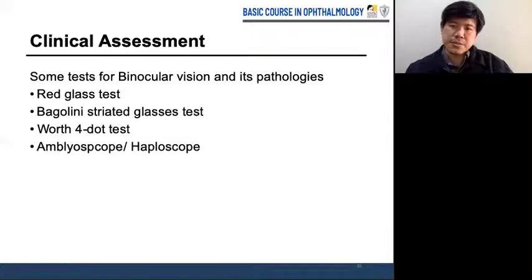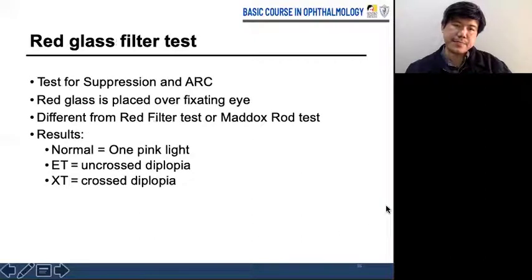Okay, so I will be explaining how these tests are done, what the expected results will be, and what these results mean. Let's start with the red glass test. The red glass test detects diplopia and suppression. Prior to doing the test, the deviation should have been measured objectively already using prisms.